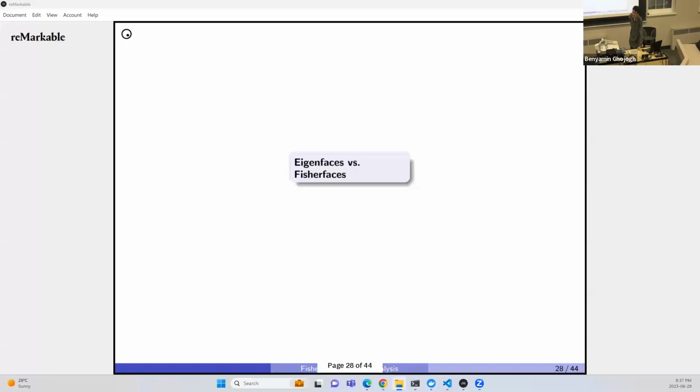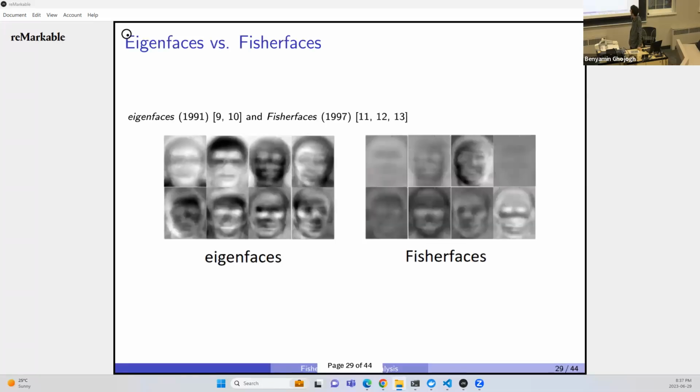Okay, now eigenfaces versus Fisherfaces. Eigenfaces was proposed in 1991. Fisherfaces was proposed in 1997. It's very important. Listen to me. Assume I have some facial images, and I have two classes. Some facial images are with eyeglasses, and the second class is without eyeglasses, okay? And I assume I have eye-aligned the faces. So all of the eyes are in the same pixels. The faces are aligned.